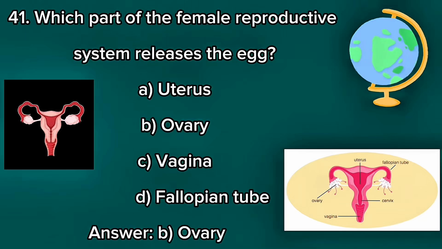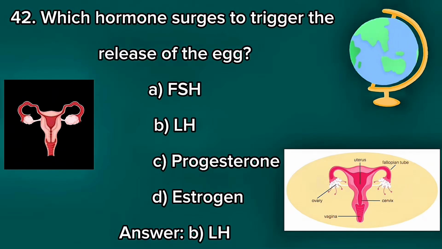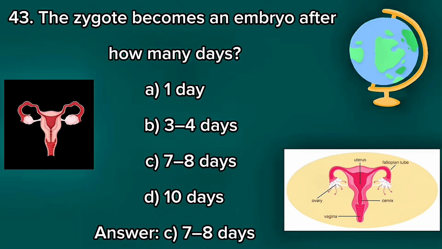Ovary. 42. Which hormone surges to trigger the release of the egg? A. FSH, B. LH, C. Progesterone, D. Estrogen. Answer, B. LH. 43. The zygote becomes an embryo after how many days? A. 1 day, B. 3 to 4 days, C. 7 to 8 days, D. 10 days. Answer, C. 7 to 8 days.